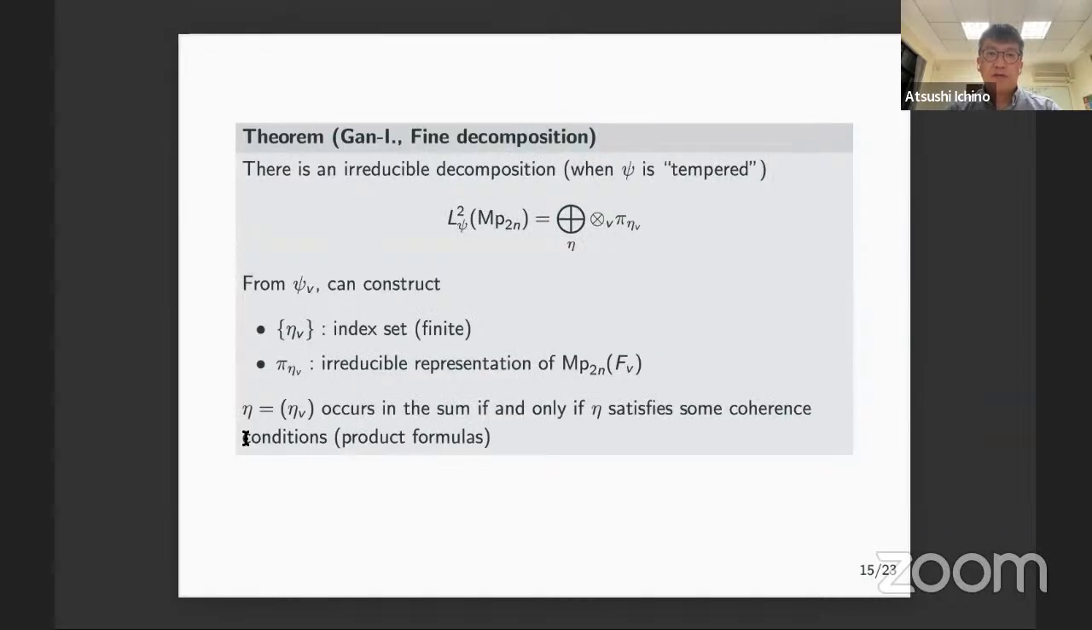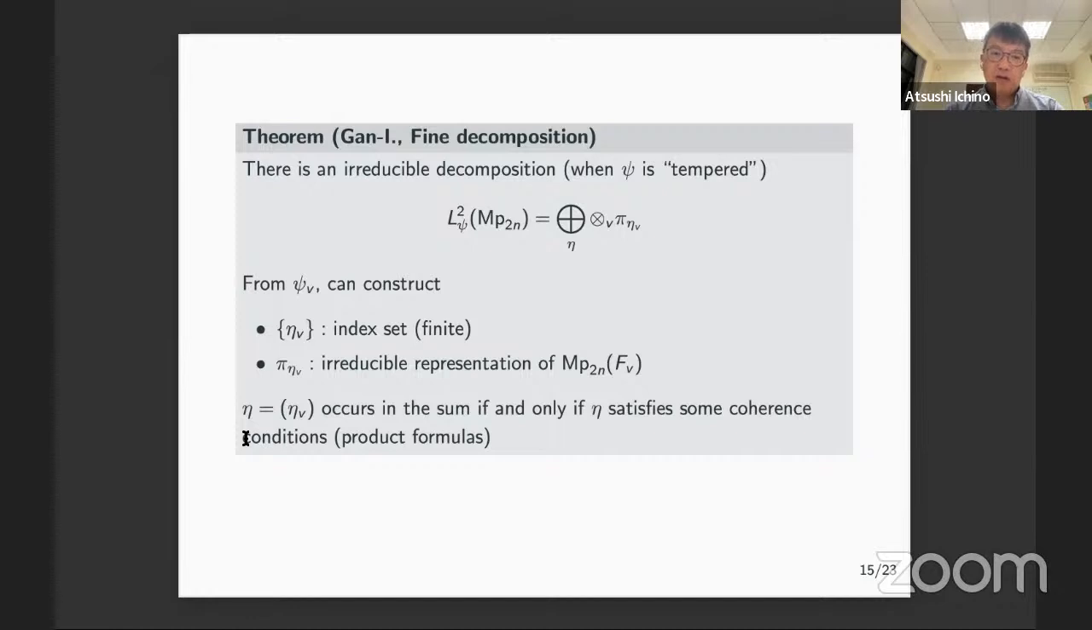And the second result says that you can describe each near equivalence class precisely, but only when psi is tempered. We can only prove this result when d_i in the previous slide is just one for all i. Anyway, this near equivalence class attached to psi can be decomposed into the sum of products of local representations pi_eta, indexed by some eta. So what is eta? These are just indices constructed from psi. From the local component psi_v, we can define some local index set, eta_v. This is just a finite set. We can also consider some local representation pi_eta_v, which is an irreducible representation of the local metaplectic group. And eta is just a product of local indices, but not all eta appear in the decomposition.